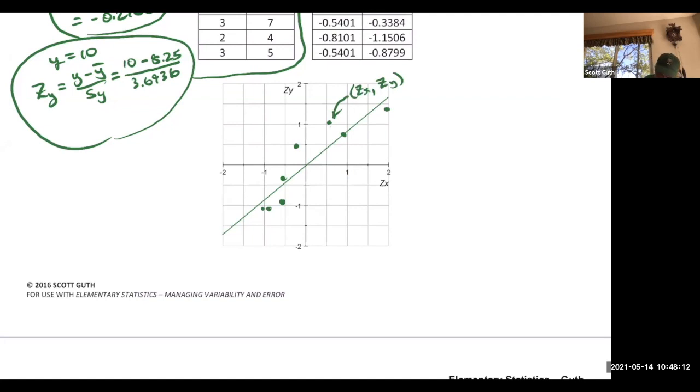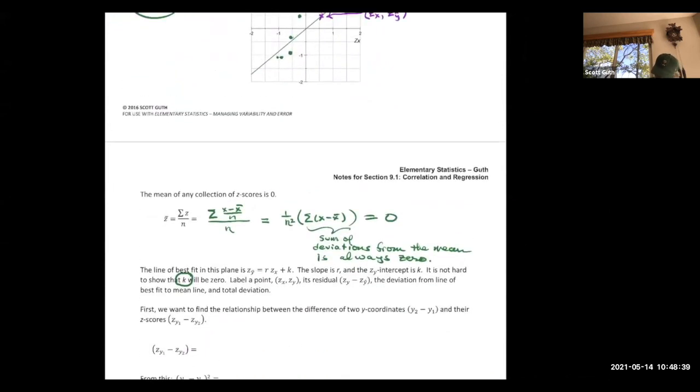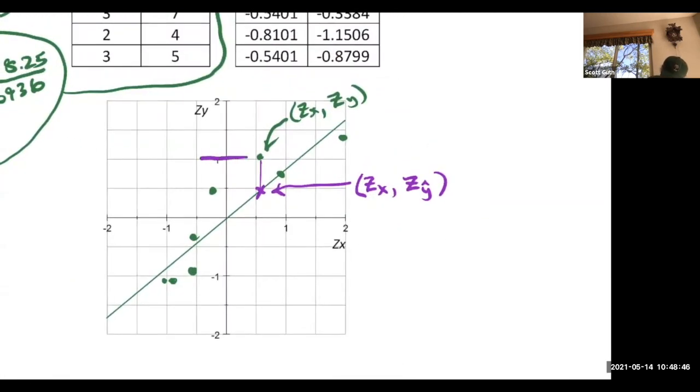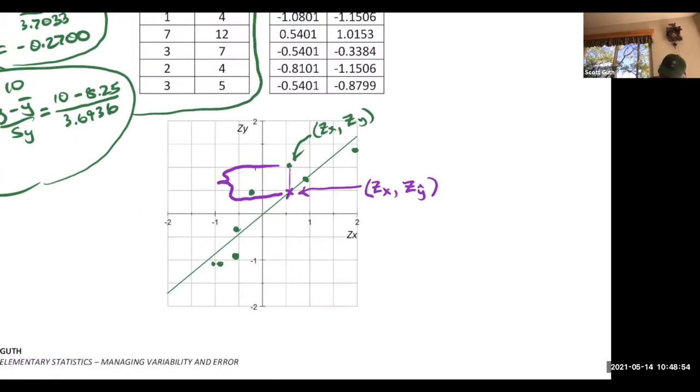This point, if you go straight down to the line of best fit, you're talking about a residual. So right here, straight down to this point, that's going to be zx, sorry, zx is the same, but this is going to be the z-score of y hat because it's on the line of best fit. Like that. Okay, and then let me see what else they want. Label the residual. Okay, easy. So the residual is this distance. Sorry about the purple. Nothing against purple. Okay, so this is residual. This is zy minus the z-score on the line of best fit, which is zy hat.